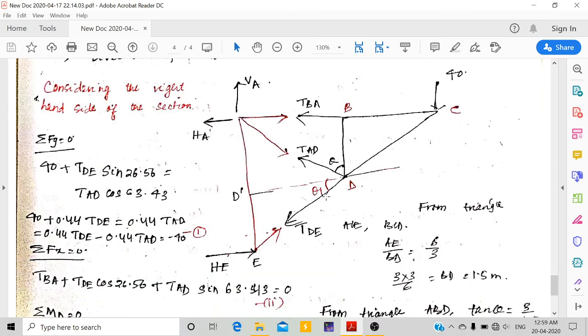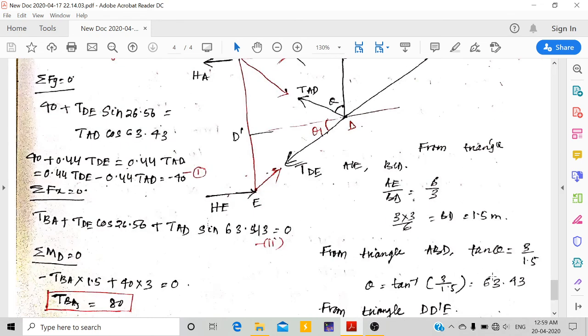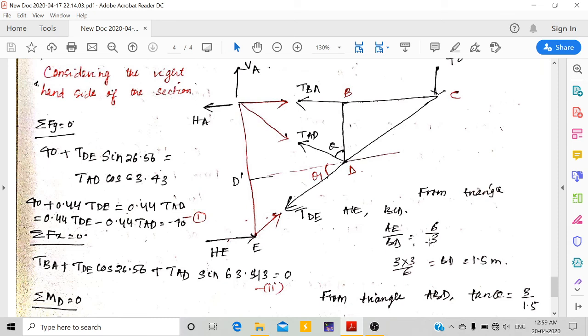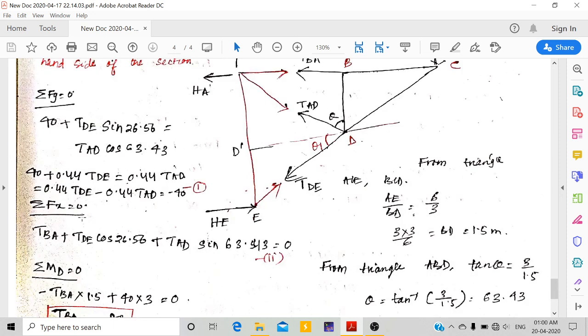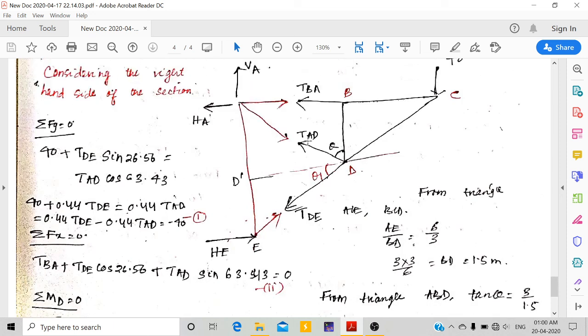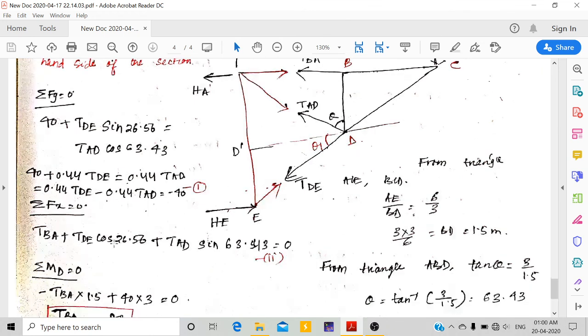Now I am cutting the section. I have to find this theta 1 and this theta from the similarity of triangles. I have calculated this BD height, and from this triangle I have also calculated the theta and theta 1 values. Next, sum of Fy for the right-hand part of the section: the 40 at C is acting downward. This TDE is making theta 1 with the horizontal, so the vertical component is sine, and this cos component will be coming here. It is in the upward direction. Next, my summation of Fx means TAD, TBA, and TDE. Three things will be coming.